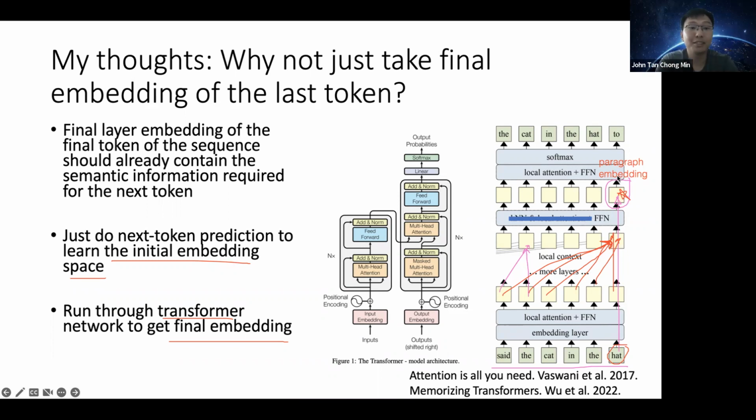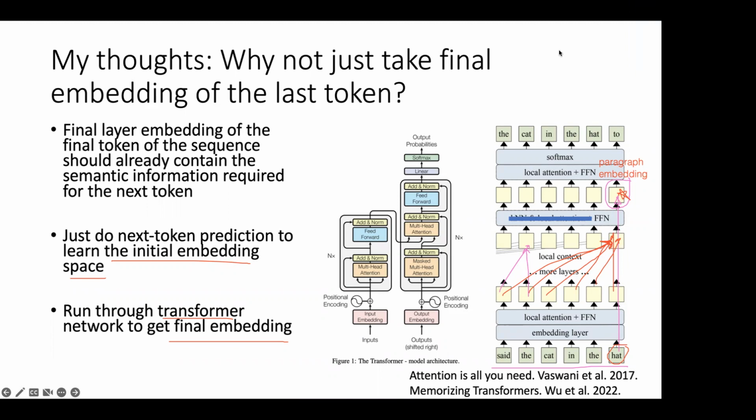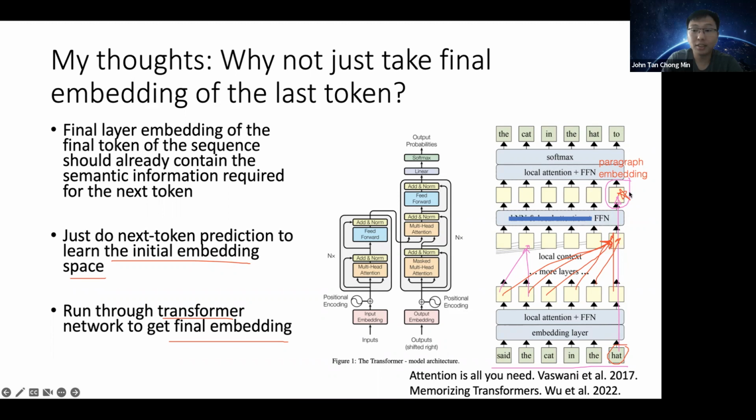Maybe it's not explicit enough. Yeah, so they use contrastive learning to do it. Wait, sorry, what do you mean by this is a replacement to using contrastive learning? Okay, so this next token prediction is what is done in transformers already.